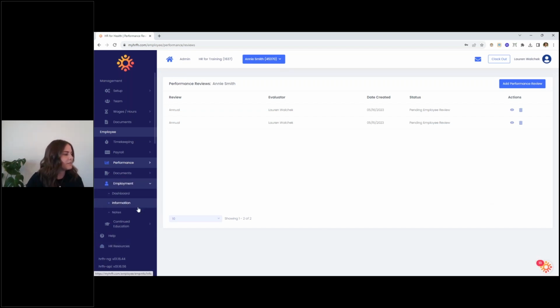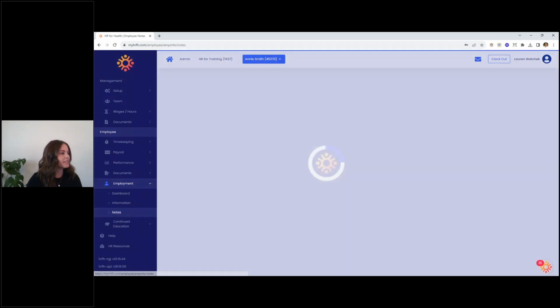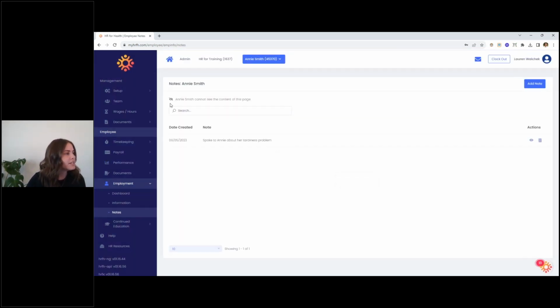Another really popular feature that we have is the notes section. So the notes section can be used for anything. You can use it to say Annie's favorite color is purple. Her favorite cake is funfetti. So it doesn't necessarily have to be for performance or violations or documentation. It's anything you want to use it for.